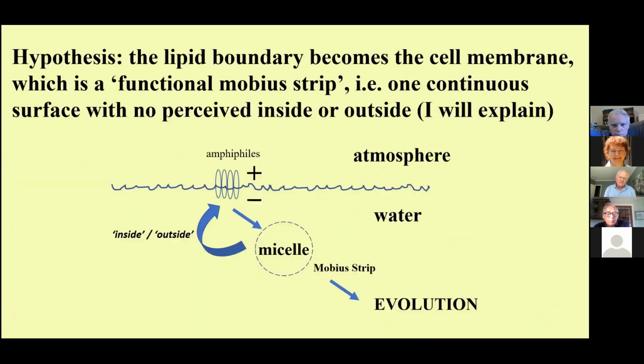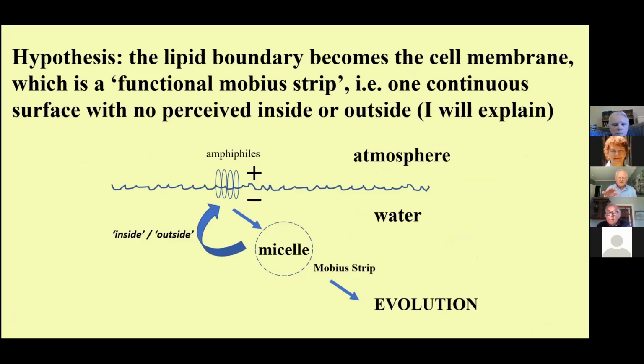So next slide. My hypothesis is that the lipid boundary becomes the cell membrane, which is a functional Mobius strip. It's a paper I just got accepted for publication. So it's one continuous surface with no perceived inside or outside, and I'll explain that.